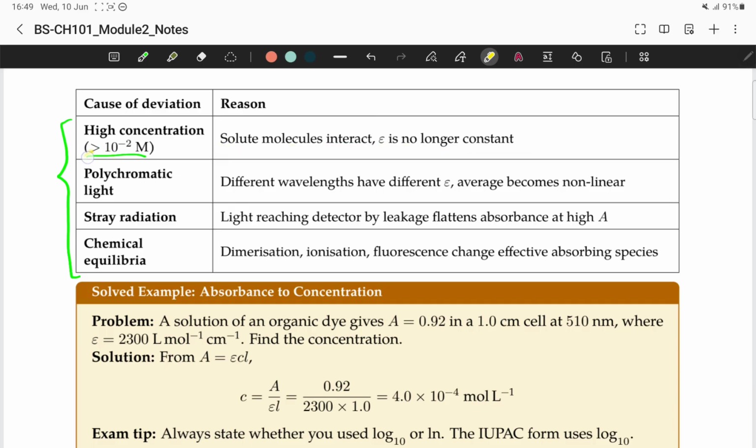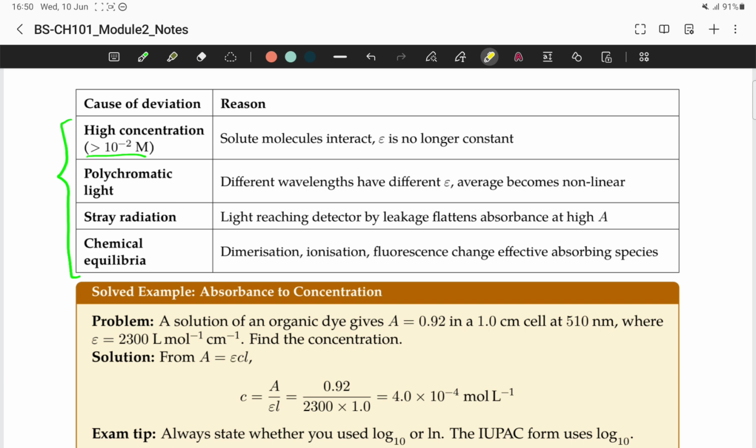Then polychromatic light: different wavelengths have different epsilon, so the average becomes non-linear. Then stray radiation: light reaching the detector by leakage flattens absorbance at high A. Chemical equilibria: if a dye dimerizes, ionizes or fluoresces, the effective concentration changes. And I have already discussed polychromatic light: the law expects a single wavelength, and if the light source has multiple wavelengths, the relationship flattens out.